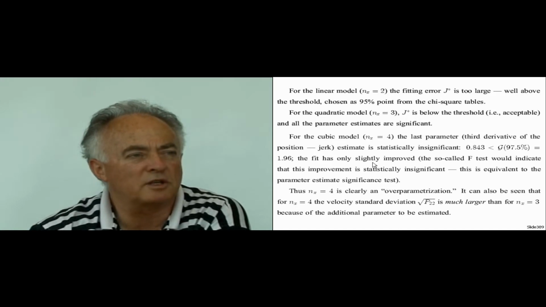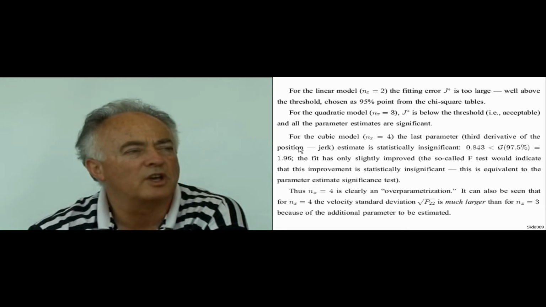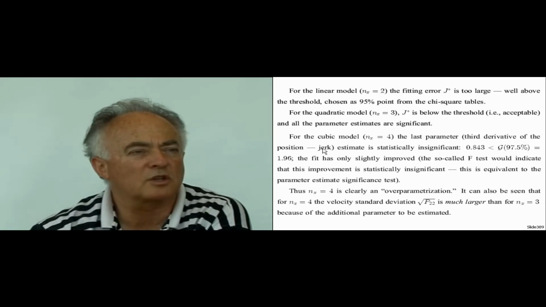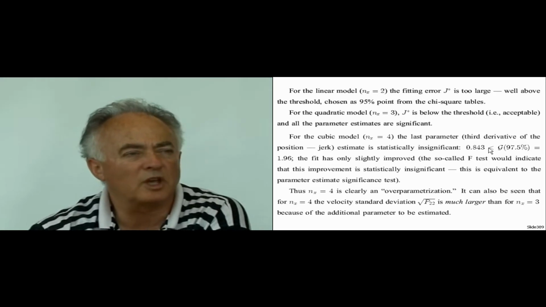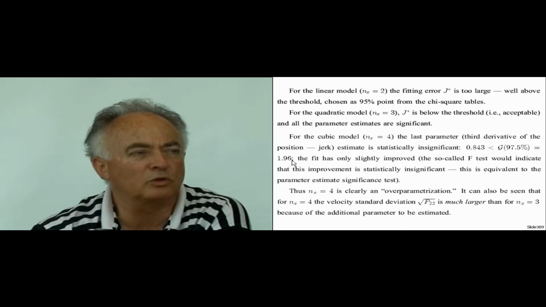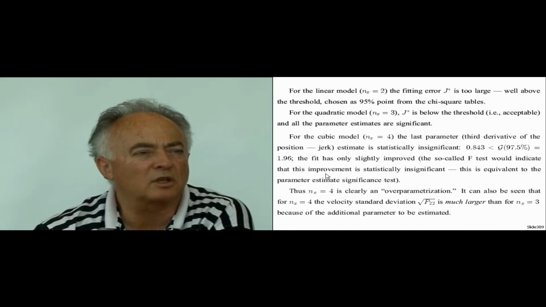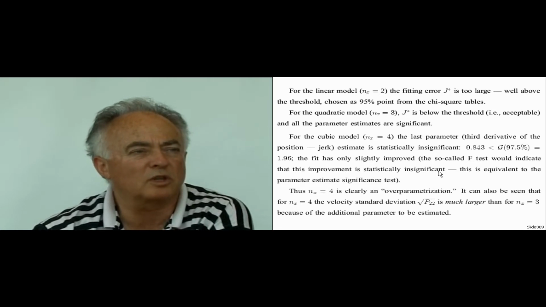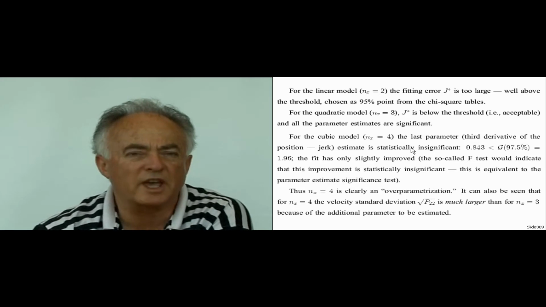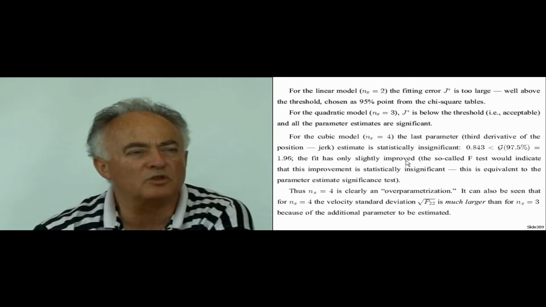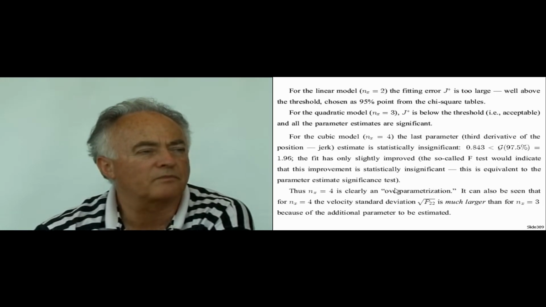The cubic model, nx equals 4, the last parameter, which is the third derivative of the position, jerk, at the center of the batch, is statistically insignificant. 0.8, it should be not less than about 2. And furthermore, the fit has only slightly improved. It turns out a so-called F-test in statistics would indicate that the improvement in the fit is statistically insignificant. The fact that you get a statistically insignificant parameter goes hand in hand with the improvement in J star being insignificant. So these two are equivalent tests.